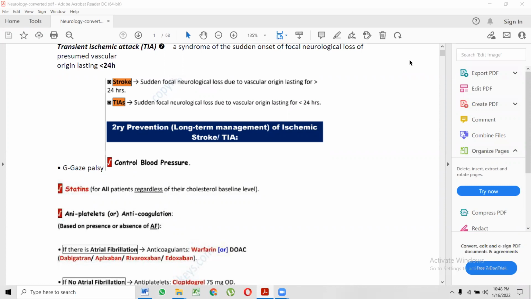If someone has atrial fibrillation, then the clot can travel to three locations.